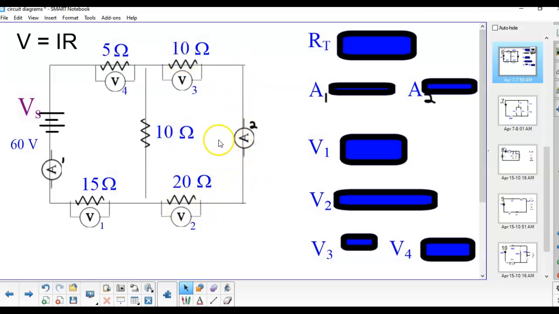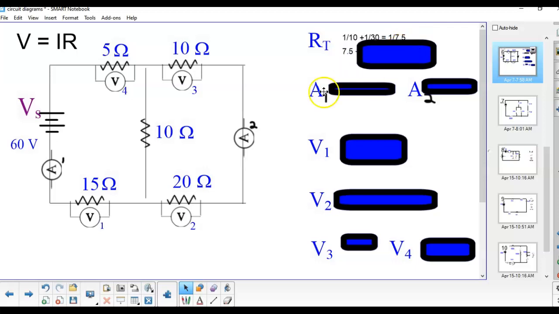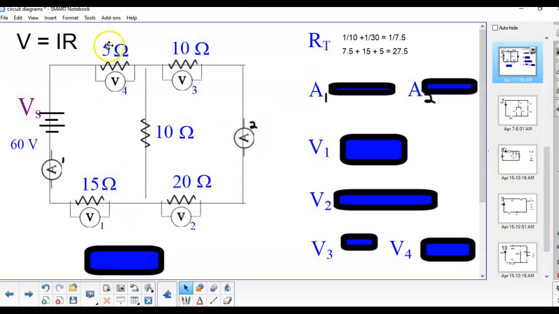That equivalent resistor of 30 ohms is in parallel with this resistor of 10 ohms. Now to figure out resistance in parallel, it's 1 over. And so if we take 1 over the 10, that's here, 1 over the 30, that's here, that gives us 1 over 7.5. Reciprocate that, and then you have 7.5 ohms. Then add in this 15 ohm resistor and this 5 ohm resistor, and you end up with a total resistance of 27.5 ohms.